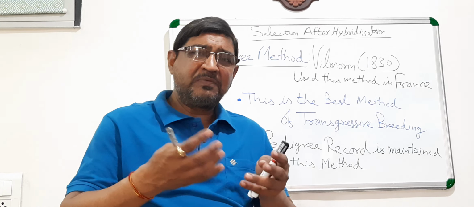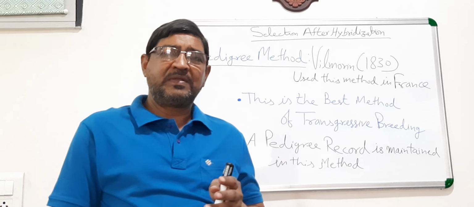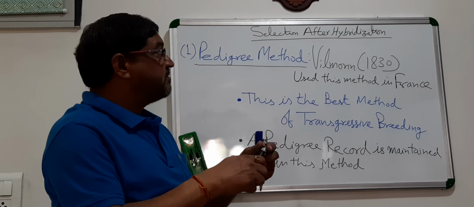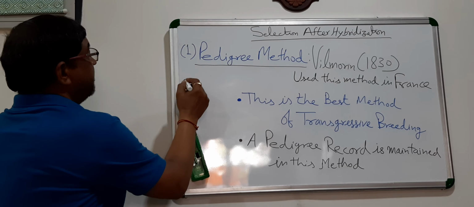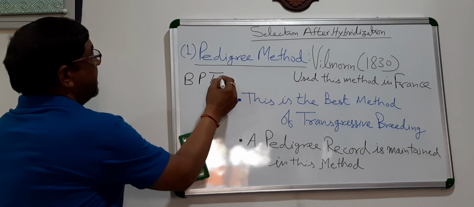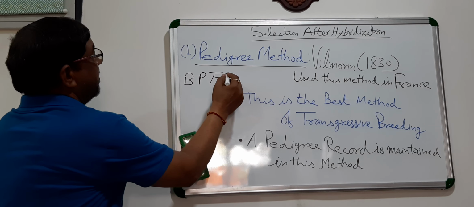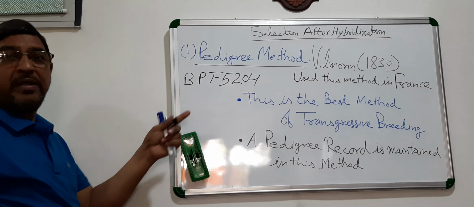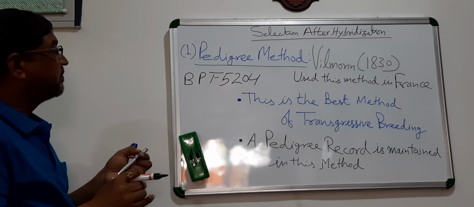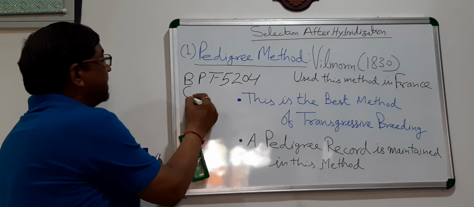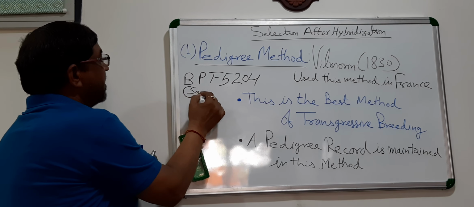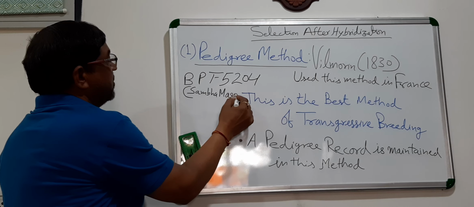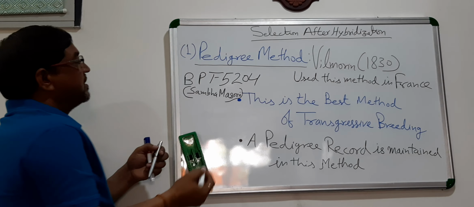Say for example, as we know in India, this BPT 5204. This is also known as Sambha Masuri.